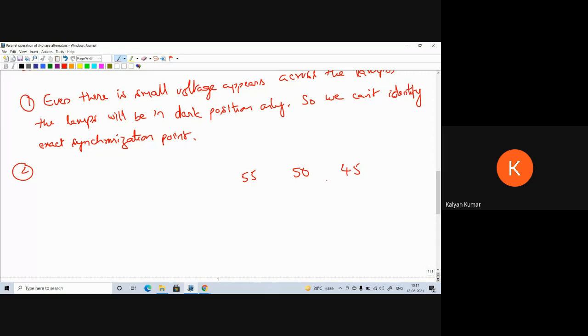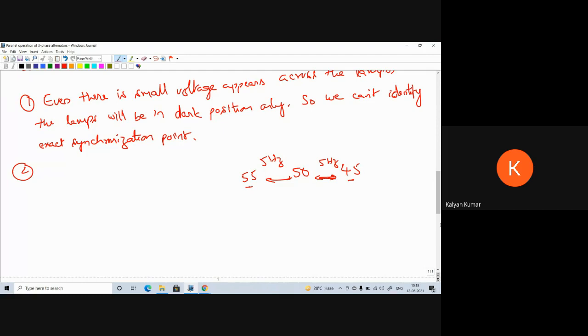And if you see, in one case it is slow and in another case it is fast, but in both cases the frequency difference caused by the speed is 5 Hz. As a result, the flickering of the lamps will be the same, whether the incoming alternator is running slowly so that the frequency difference is 5 Hz, or it is running fast so that the frequency difference is 5 Hz. The lamps will flicker at the same rate.